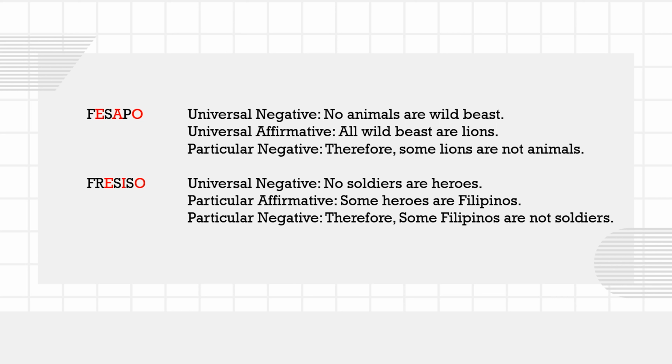The syllogism aligns with the principles of categorical logic, demonstrating that if no soldiers are considered heroes, and some heroes are Filipinos, there must be a subset of Filipinos who are not soldiers, as implied by the premises.